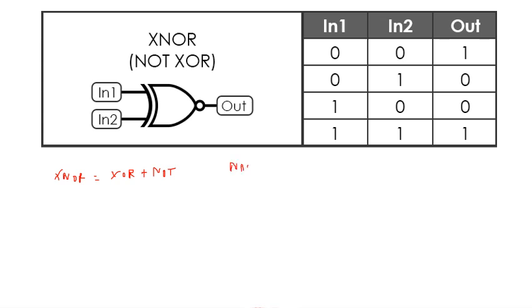What do you mean by NAND gate? A NAND gate is nothing but an AND gate plus a NOT gate. Similarly, this is about the XOR gate. XOR gate plus NOT gate, that is the XNOR gate.